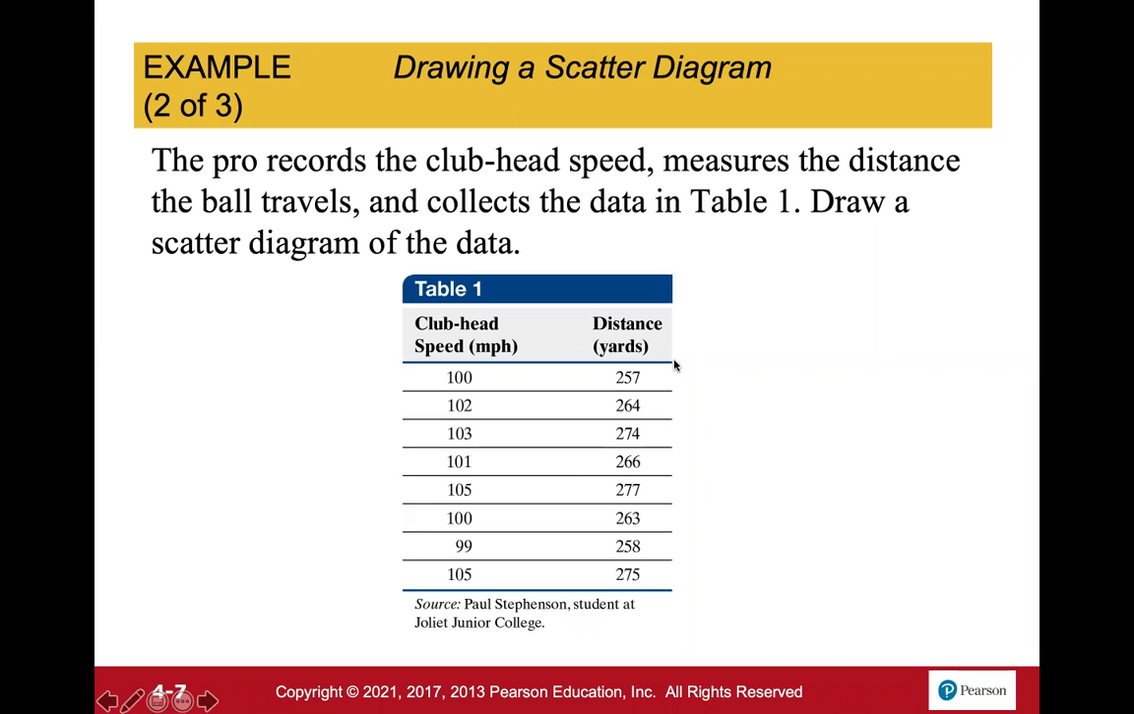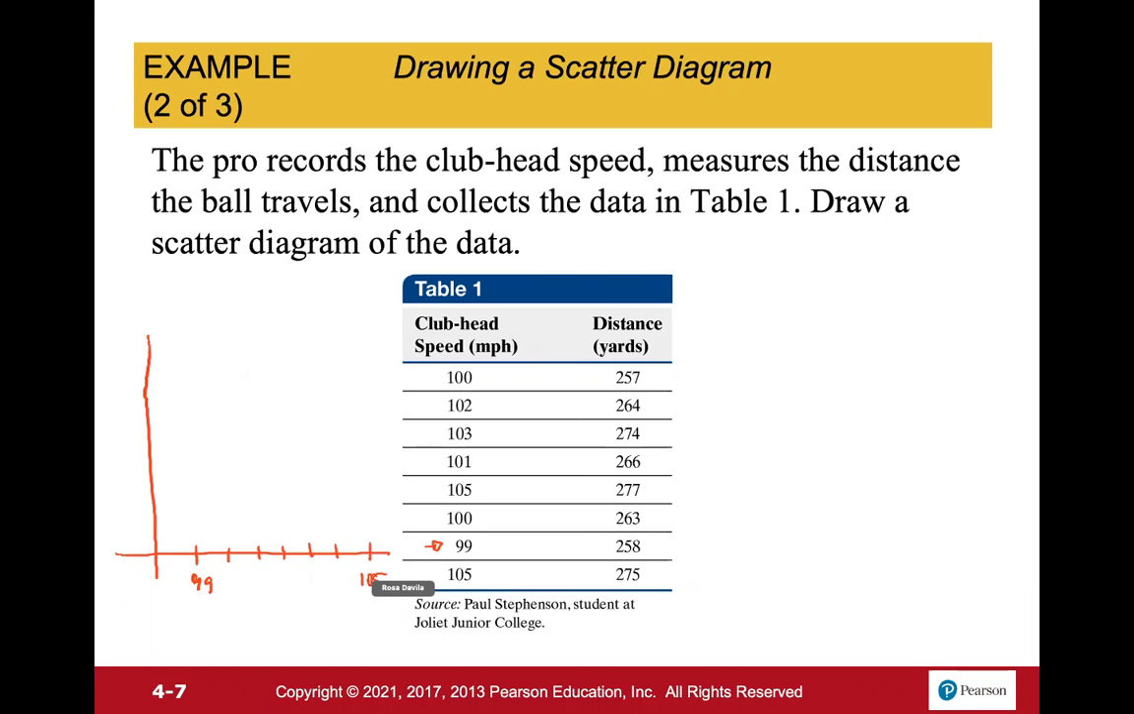So I'm going to draw a really quick sketch of this just so you understand how these numbers come to be. So here we said explanatory variable at the bottom, response variable going up and down. So the explanatory variable is going to be the club head speed in miles per hour. The smallest value I see here is 99. So we're going to label them from 99 to the highest one, which is 105. I see 105 and yep, just 105. So 100, 101, 102, 3, 4, and 5.